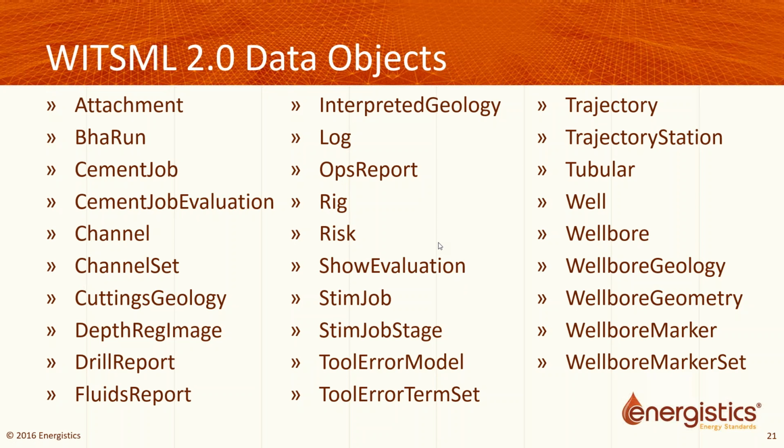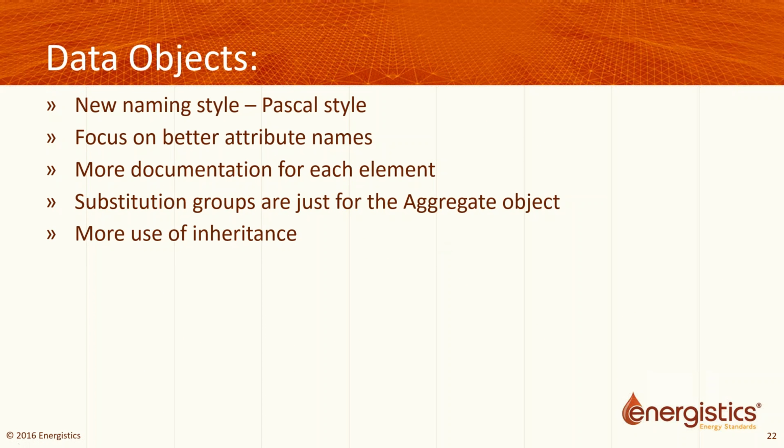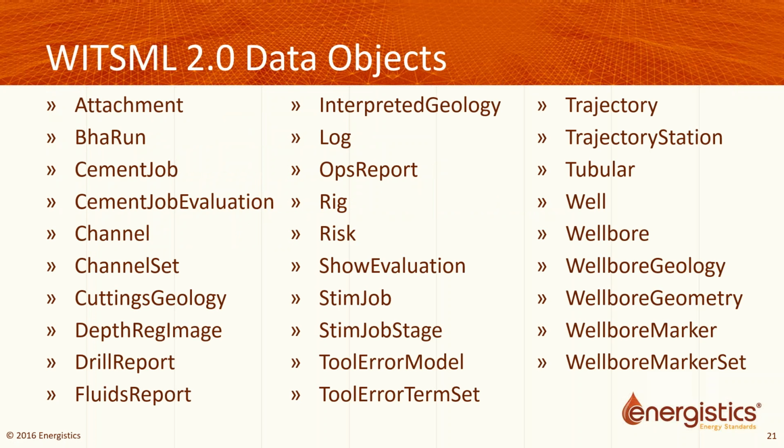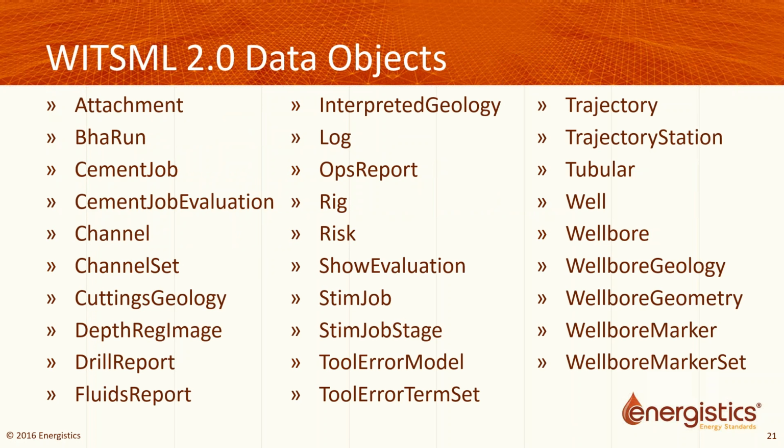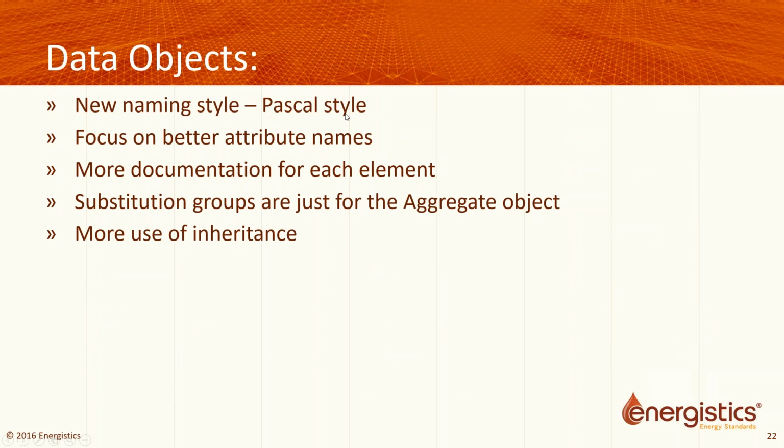and then move along. So one of the things you could have noticed is that the WITSML 2.0 data objects start with capital letters, and the old ones started with lowercase letters. It turned out that the different standards in Energistics used different naming conventions for these things. So now all of the Energistics MLs have a new naming style, which is this Pascal style.